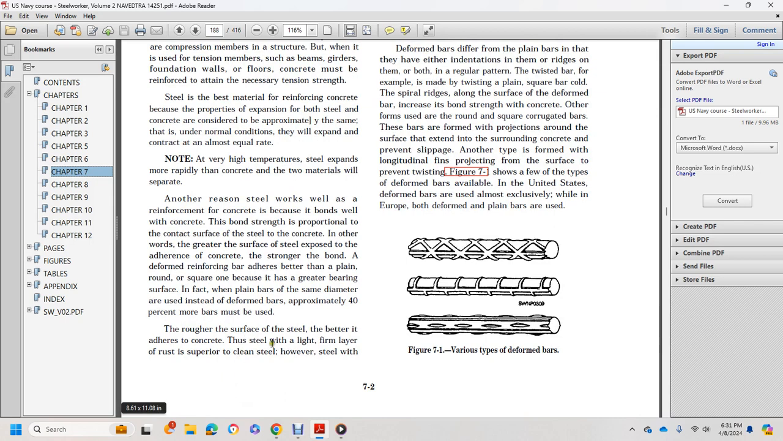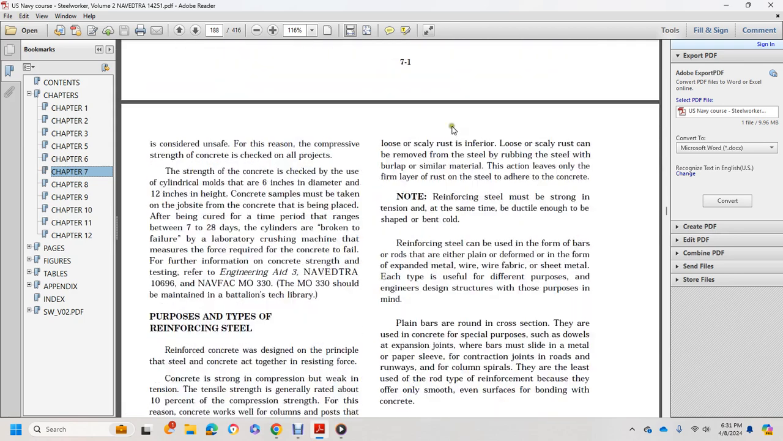A rougher surface on the steel bars gives better adherence to the concrete. Steel with a light, firm layer of rust adheres better than clean steel. However, steel with loose scale rust is inferior. Loose scale rust can be removed by rubbing the steel with burlap or similar material. This action leaves the firm layer of rust on the steel that adheres to the concrete.